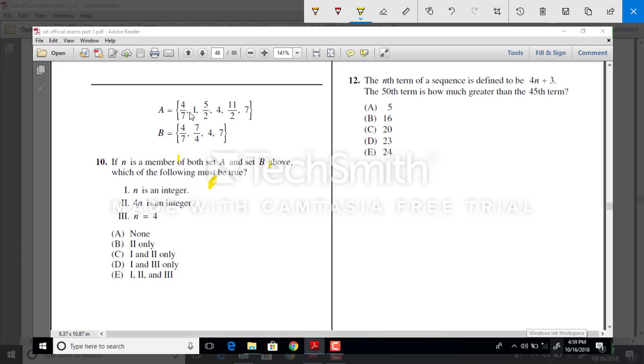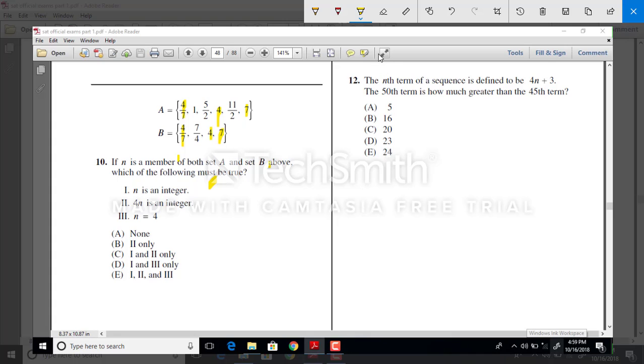Common, it's a member of both of them. It means it's common between both of them. So it can be either 4/7, which is common, or 4, which is also common, or 7.